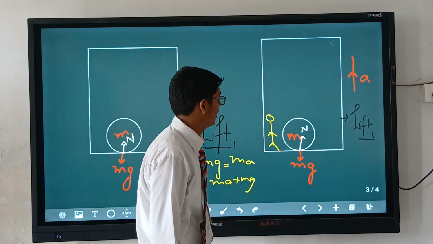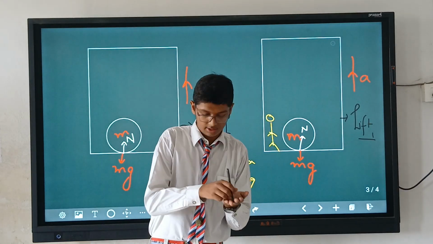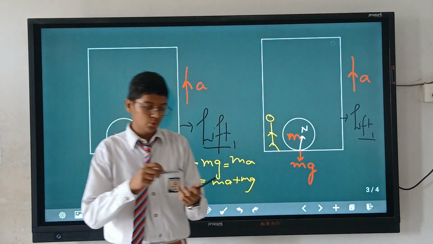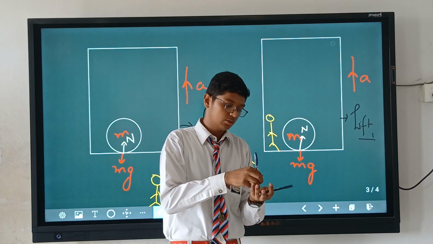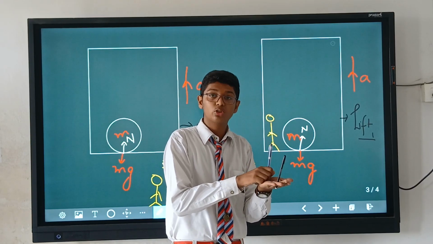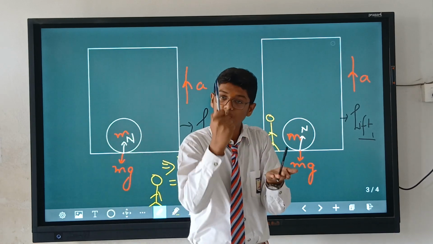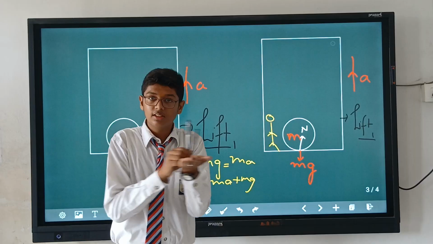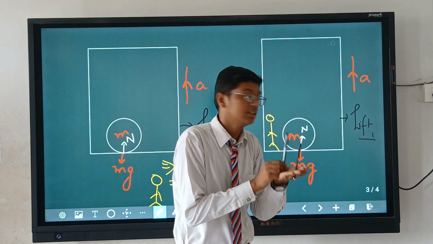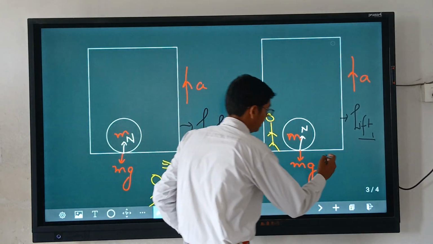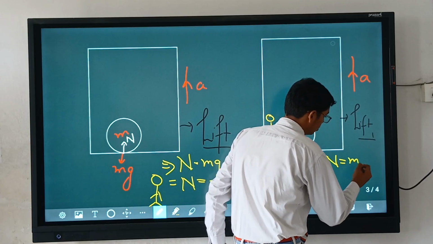Now let's suppose a person is standing in this lift. If the person is standing in the lift, what will you observe? Think about if you are a person standing here and the lift is also going upward, you will not feel any type of acceleration here. The acceleration for you, the observer, is 0. Therefore, he will say that the normal reaction force is equal to Mg.